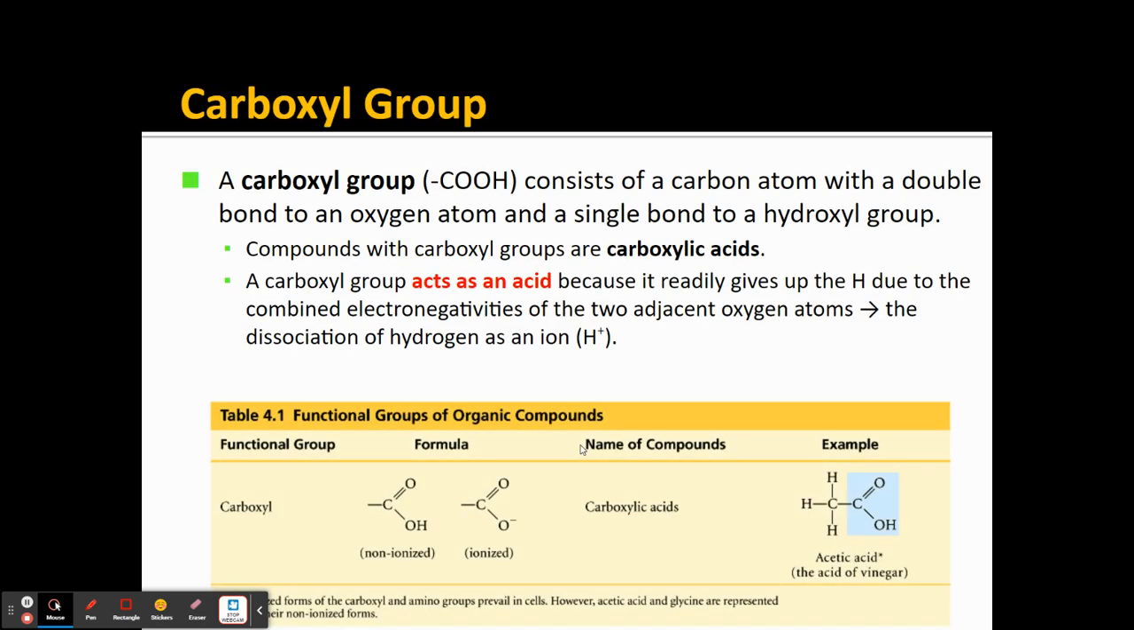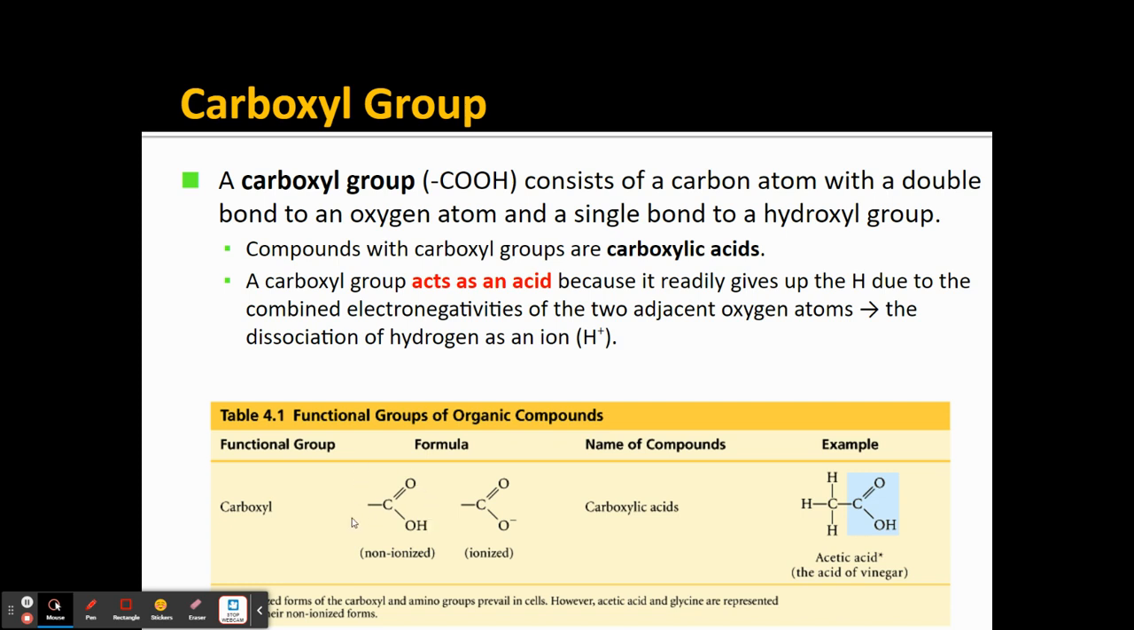Carboxyl group is one of the ones we're going to be seeing a lot of because it's part of an amino acid. Okay, and functional groups do give properties to the large molecules they are in. The carboxyl group, which is often written as COOH, okay, acts as an acid. Why? Because what defines an acid? An acid is defined as anything that can increase the proton concentration of a solution.